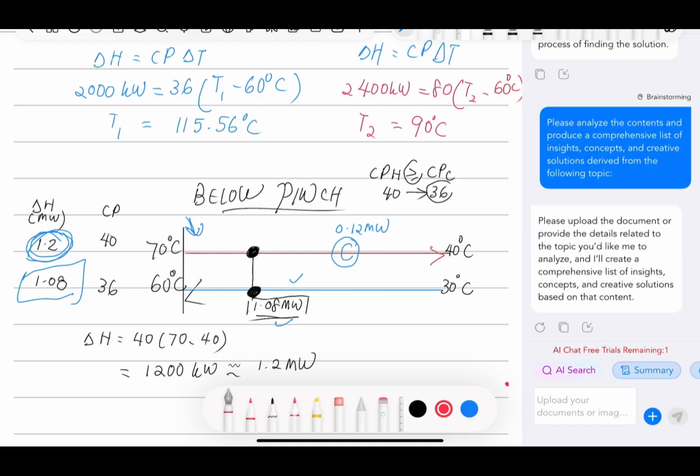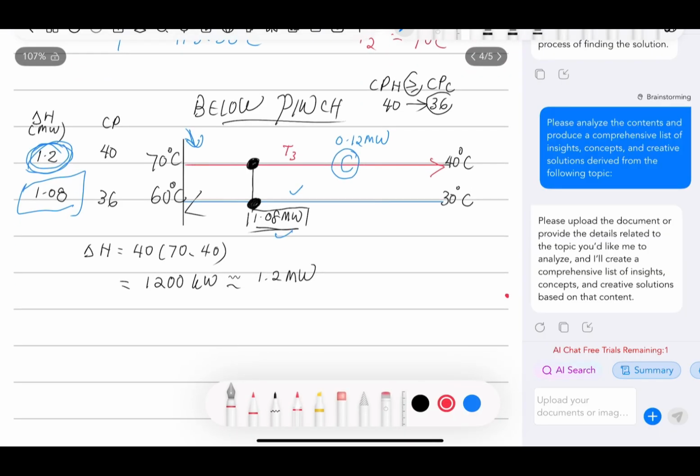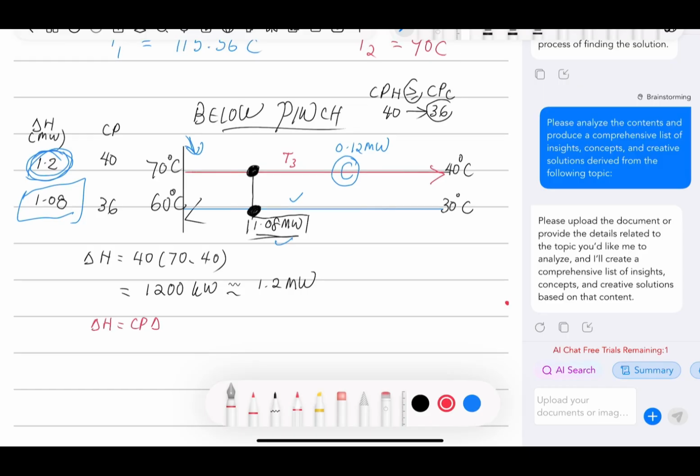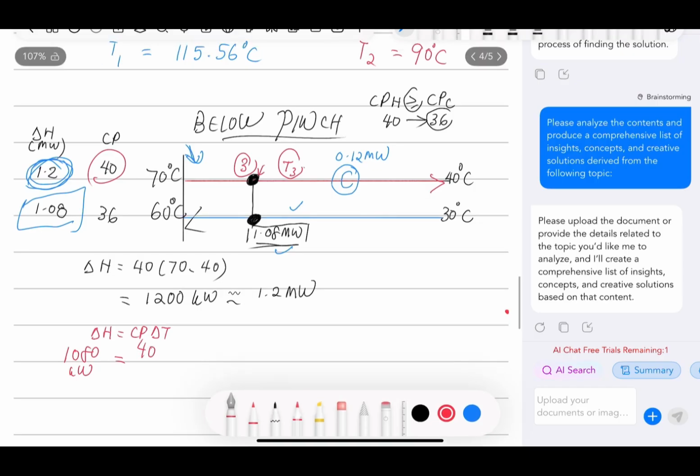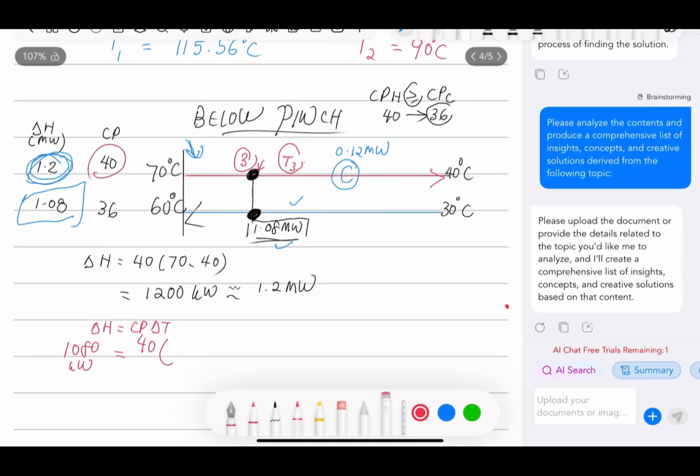And okay, don't forget to find the temperature here, T3. Okay, using the same formula, delta H equal to CP delta T. So delta H for this heat exchanger 3 is equal to 1080 kilowatt. And the CP, we take the CP of this stream, which is 40, because we want to find T3, so we use the CP of that stream. So 40, and delta T is 70 minus T3, because 70 is the inlet of this heat exchanger for hot stream, and the outlet is T3. We want to find it.